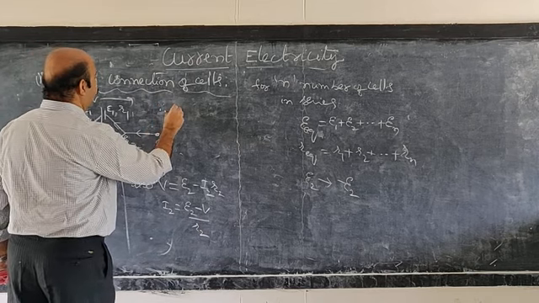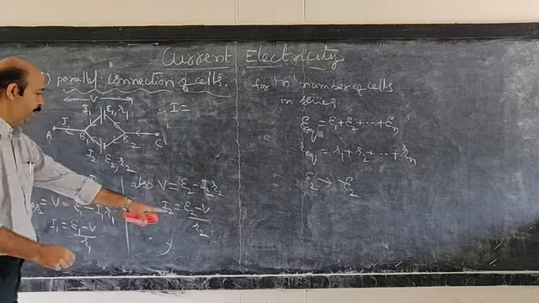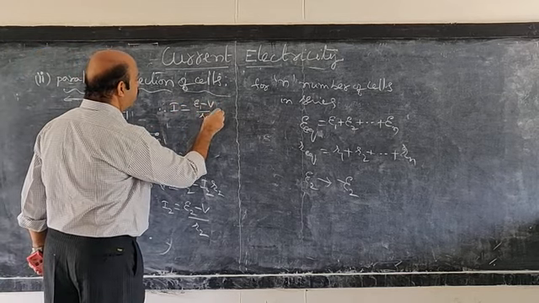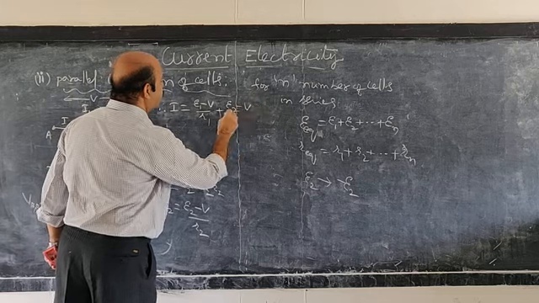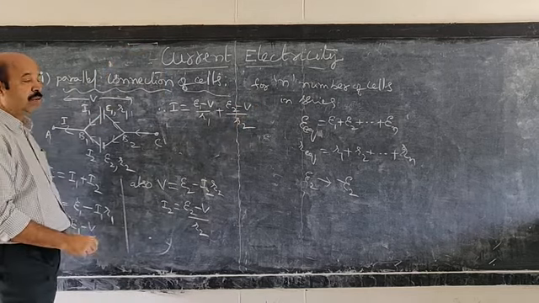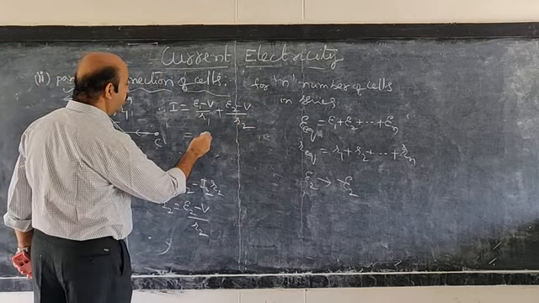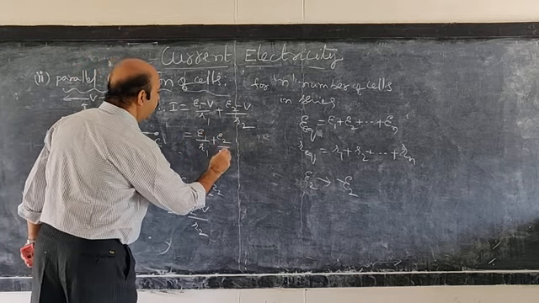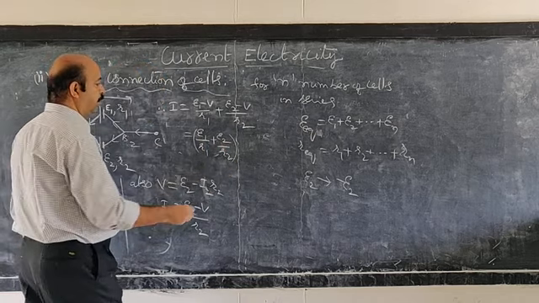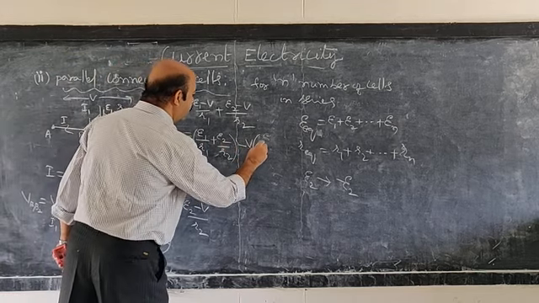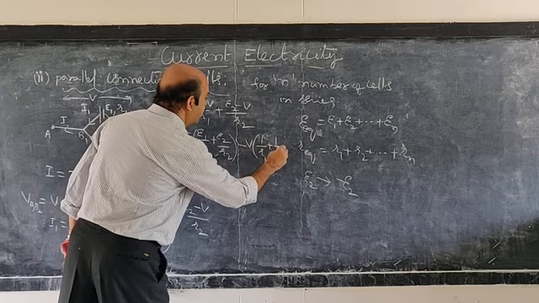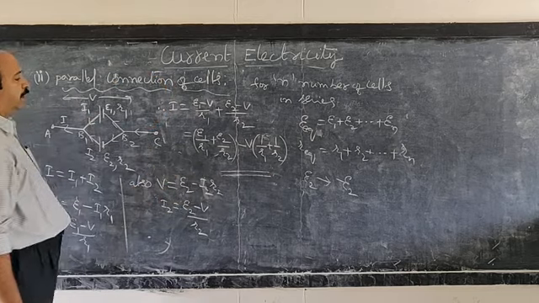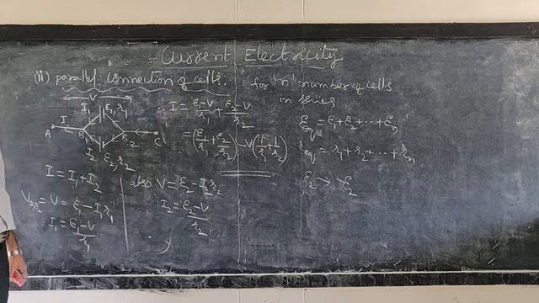So I is equal to the sum of these two, that is (E1 - V) by R1 plus (E2 - V) by R2. Here you can take E1 by R1 plus E2 by R2, minus V into (1 by R1 plus 1 by R2). So from this equation, the total current in the circuit is given by this.